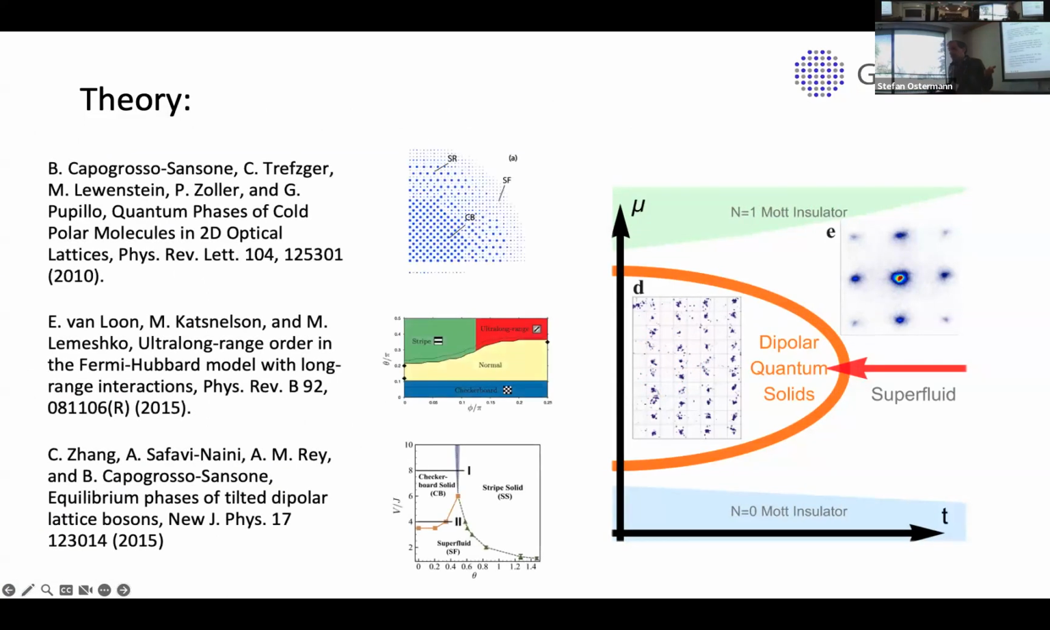There is quite a bit of nice theory here, and I should in particular mention Barbara Capogrosso-Sansone, who has a series of papers on this, predicting all kind of phases that can occur as the dipole interaction becomes dominant and as you now tune your dipoles.